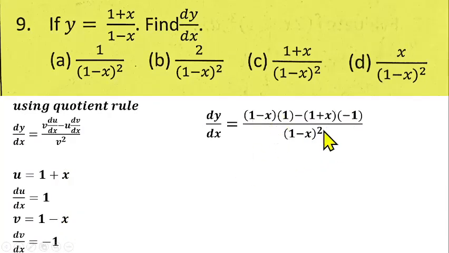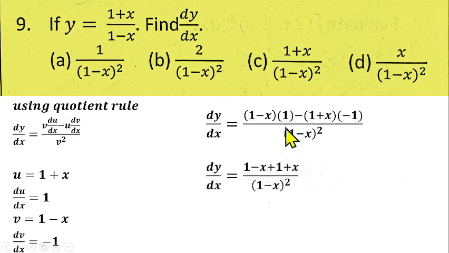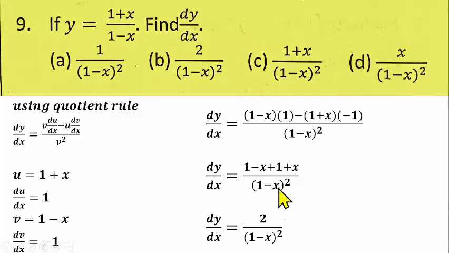Then you simplify it by opening the bracket. So 1 times 1 will give us 1. 1 times minus x will give us minus x. Then also here, minus 1 times minus x will give us plus. So 1 plus times 1 will give us 1, and 1 times x will give us x, over 1 minus x squared. Simplify this further: minus x plus x will give us 0, 1 plus 1 will give us 2. So you have 2 over 1 minus x squared, which is option B for question number 9.